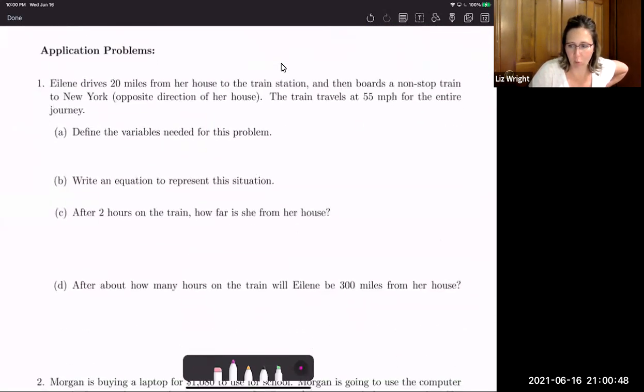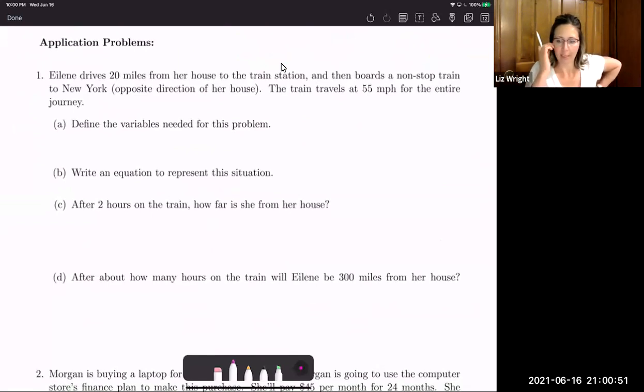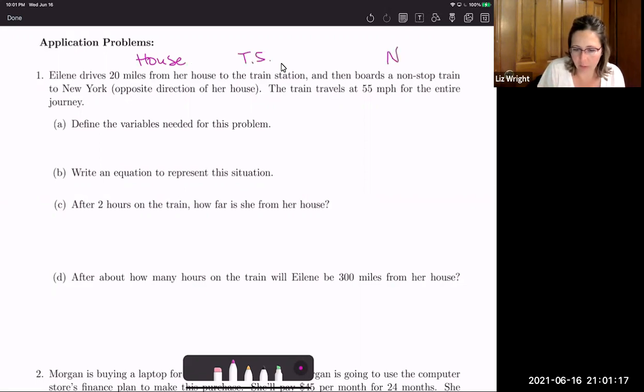All right, let's check some word problems. So application problems for linear equations. Excuse me. Eileen drives 20 miles from her house to the train station, and then she boards a nonstop train to New York in the opposite direction of her house. So we've got house, and then we've got train station, and then we're going to New York. So we go from our house to the train station, and then train station to New York.